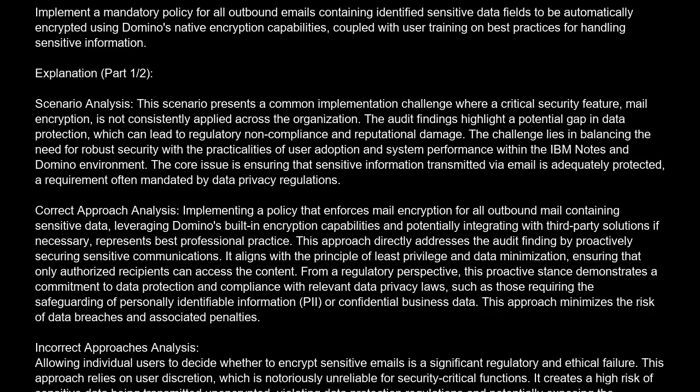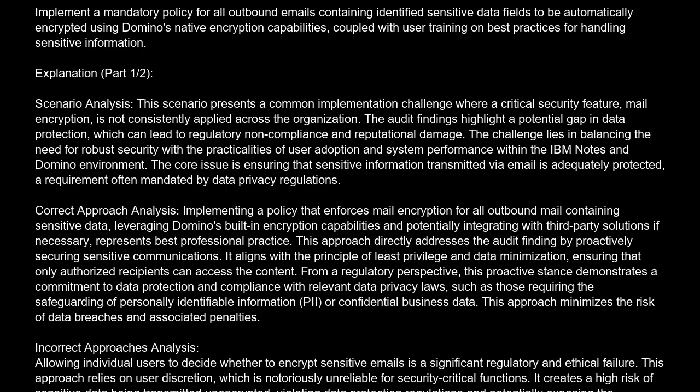The correct answer is D. Implement a mandatory policy for all outbound emails containing identified sensitive data fields to be automatically encrypted using Domino's native encryption capabilities, coupled with user training on best practices for handling sensitive information.